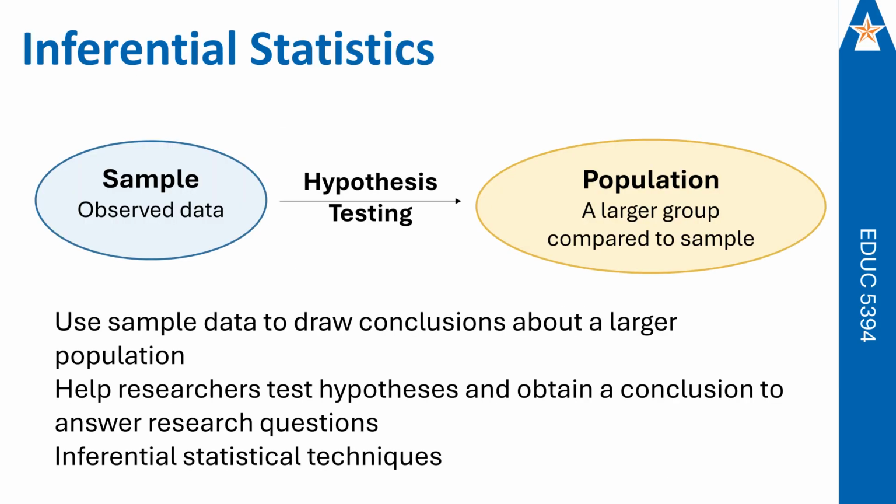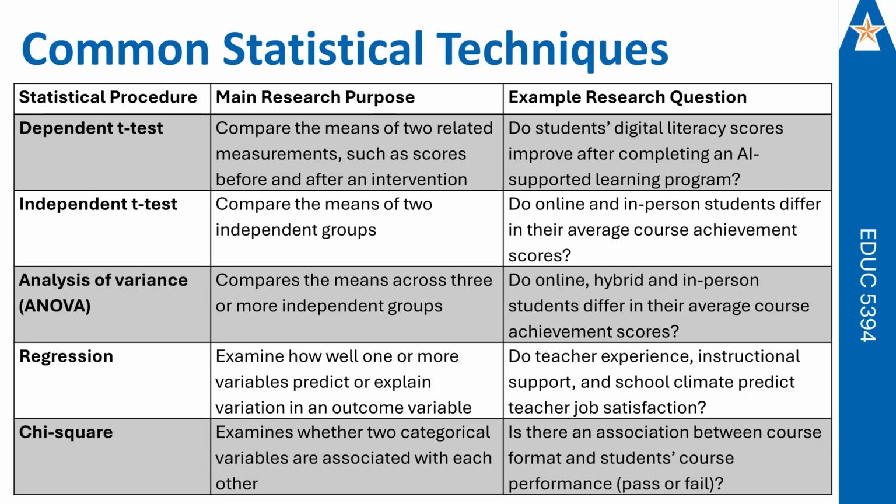While descriptive statistics summarize observed data, inferential statistics use sample results to draw conclusions about a larger population. Researchers use inferential statistics to test hypotheses and answer research questions. Different statistical techniques are available for different types of research questions. This slide summarizes several commonly used entry-level statistical tests. Selecting an appropriate test requires careful consideration of the characteristics of the key variables in each research question.